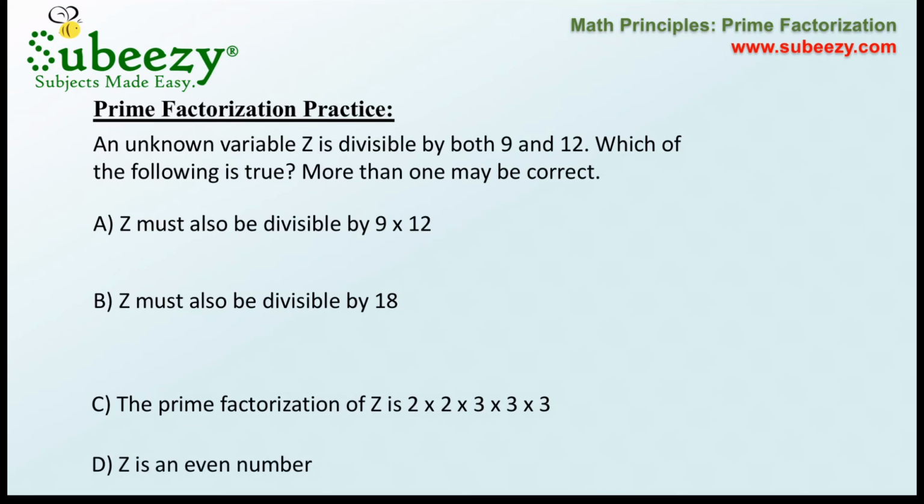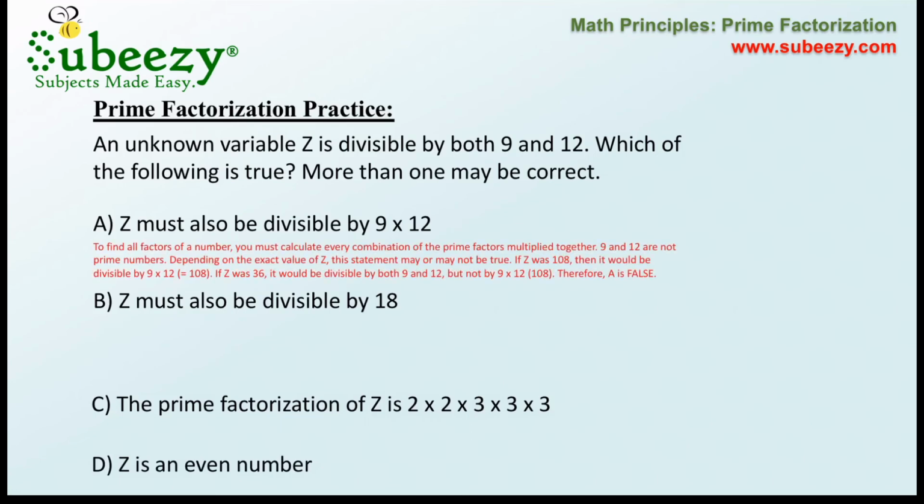Let's start with A. To find all factors of a number, you must calculate every combination of the prime factors multiplied together. 9 and 12 are not prime numbers. So depending on the exact value of z, the statement may or may not be true. If z was 108, then it would be divisible by 9 times 12, which is equal to 108. But if z was 36, it would be divisible by both 9 and 12, but not by 9 times 12, which is 108. Therefore, A is false.